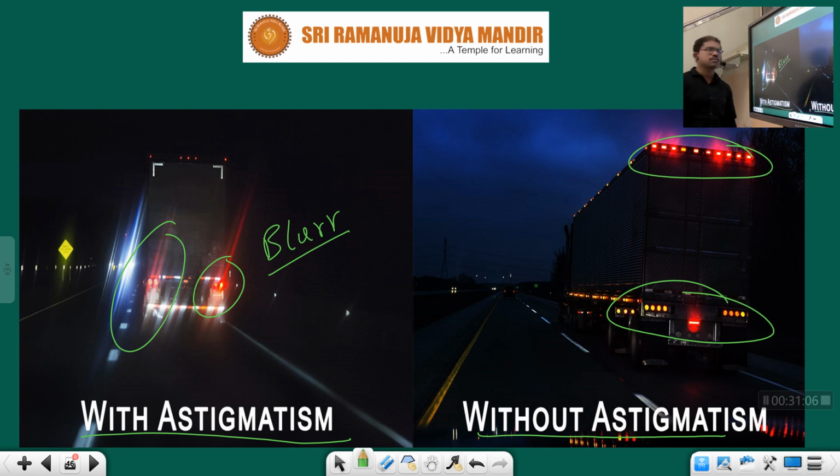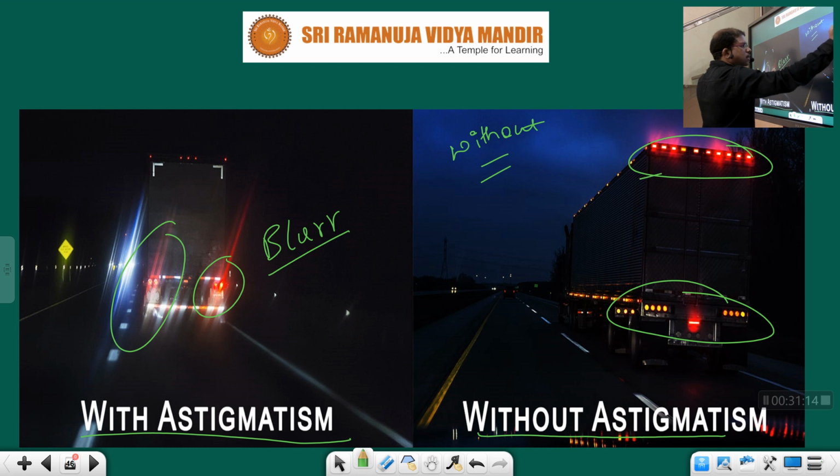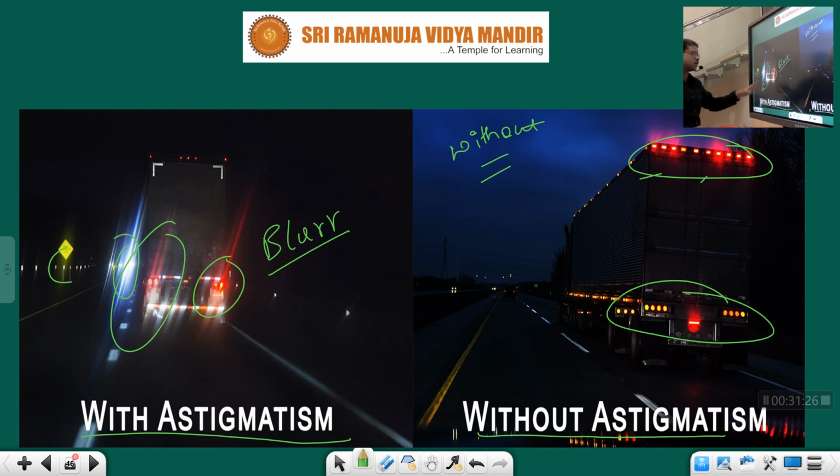This one is without astigmatism, children. Without astigmatism, clearly we can see the light rays and all. Clearly we can identify those light emitting sources. But a person who is suffering with astigmatism, for them the light sources appear blurred. See, you can see everything is blurred here.